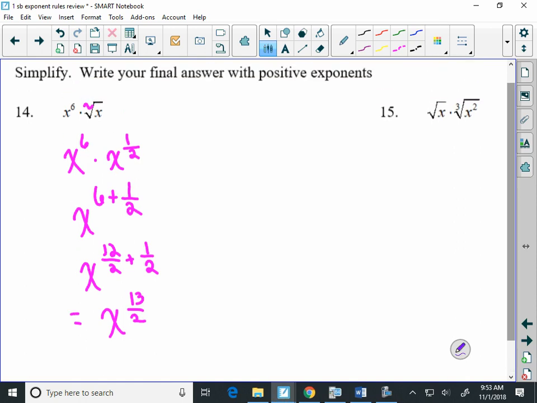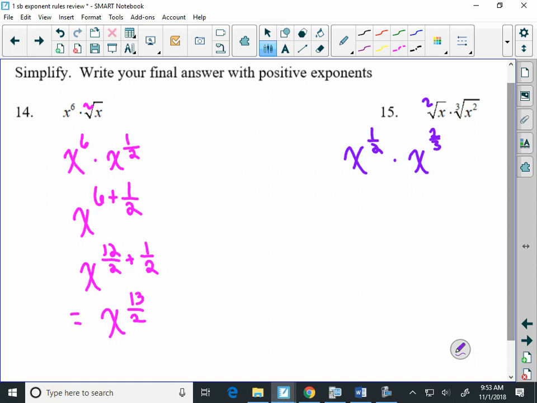Same idea over here with problem number 15. Still have a 2 there in that checkmark part. So this is going to be x to the 1/2. When we convert the cubed root of x squared to a fraction exponent, we're going to get x to the 2/3. Notice the number that's in the checkmark part of the radical goes in the denominator of the fraction.